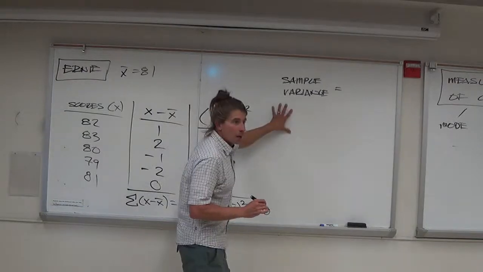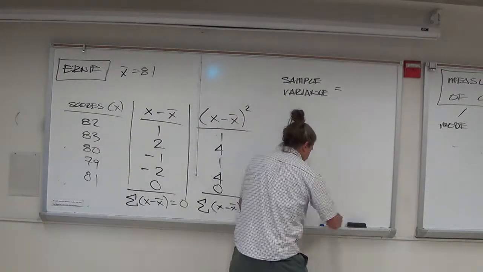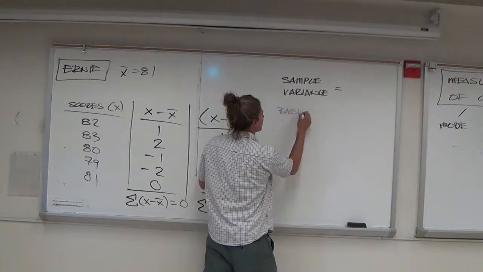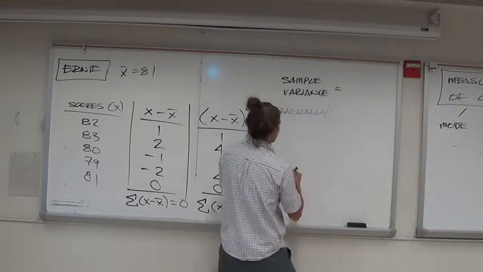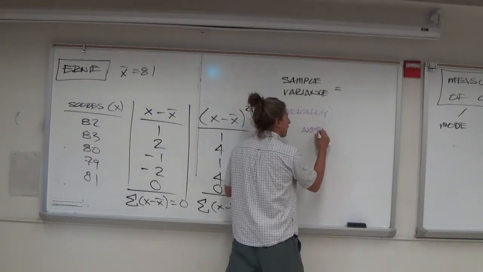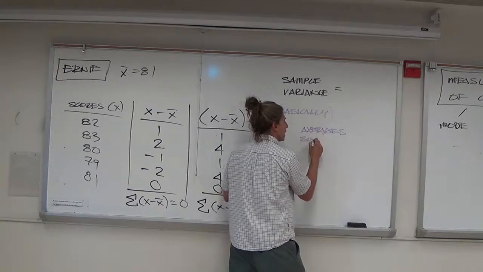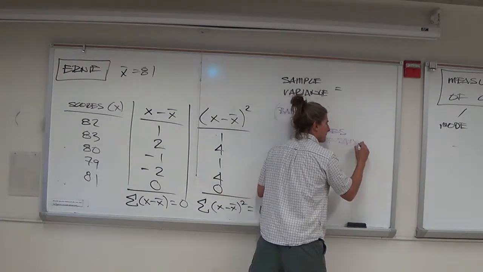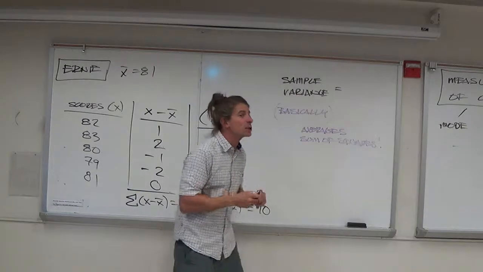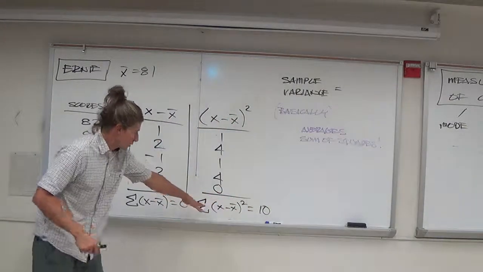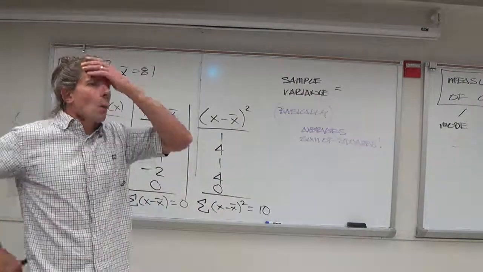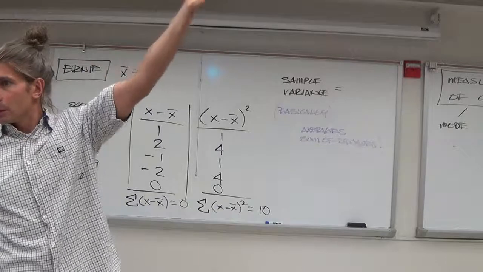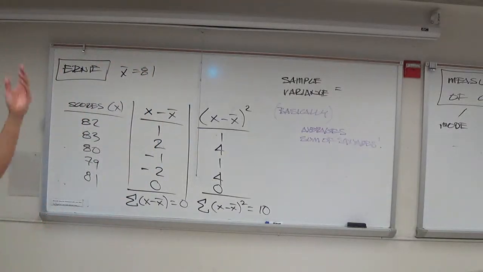So the sample variance, basically, what it does is it averages that sum of squares. That's the basic gist of what it does. So it takes that sum of squares that you just did, that sum of square deviations, and it averages it. Basically. So what would you do if you had to average that over your data? You would take the 10 and divide it by what? 2. Why 2? Oh, good. Why 2?